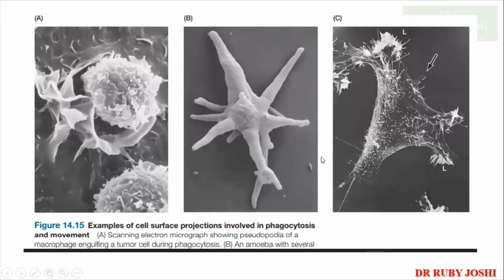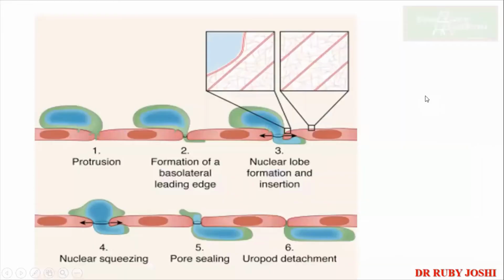Here is an example where a macrophage is engulfing tumor cells, and here the amoeba which is trying to move, and here the fibroblast which is making protrusions. Now this is just one example where the WBCs are reaching the site. For example, it starts making protrusions over here. Can you see these small single-line protrusions? These are first formed and then they try to squeeze themselves between two endothelial cells.